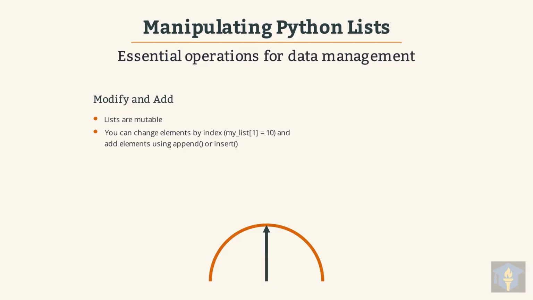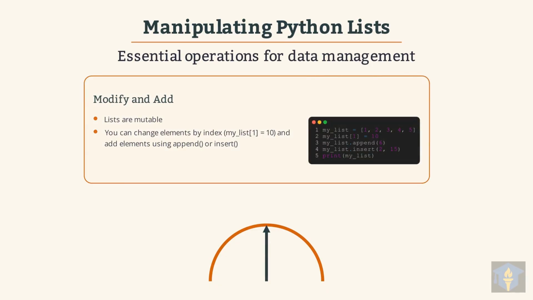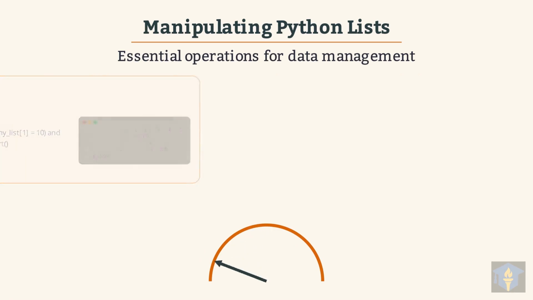Next, we'll look at how to modify existing elements and add new ones to your lists. Since lists are mutable, you can change elements by index, for example, my_list[1] = 10, or add elements using the append or insert methods. Here, we modify an element, append to the end, and insert at a specific position, then print the updated list.